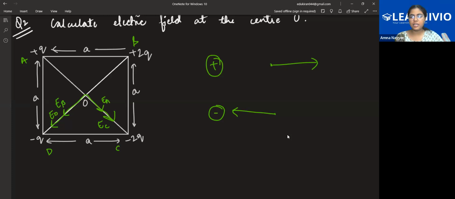Now, if plus Q is present, this is the center O. I have to write the direction of the electric field due to plus Q. So that means away from the charge will be in this direction. So this was EA. Correct?